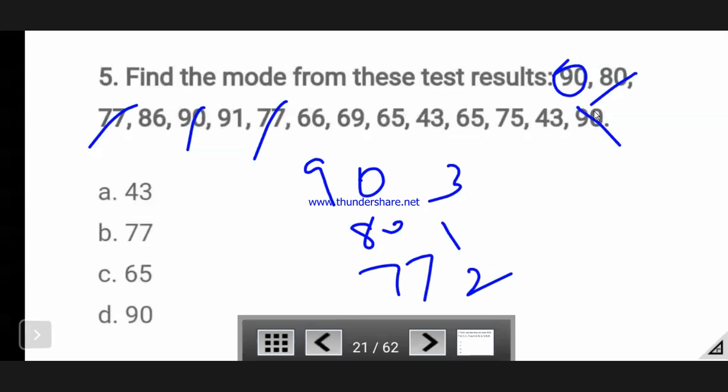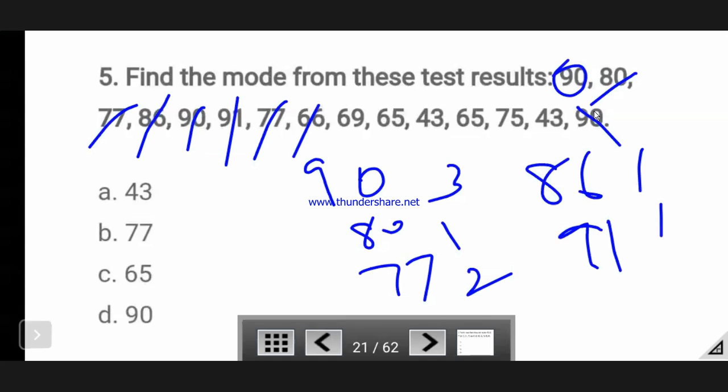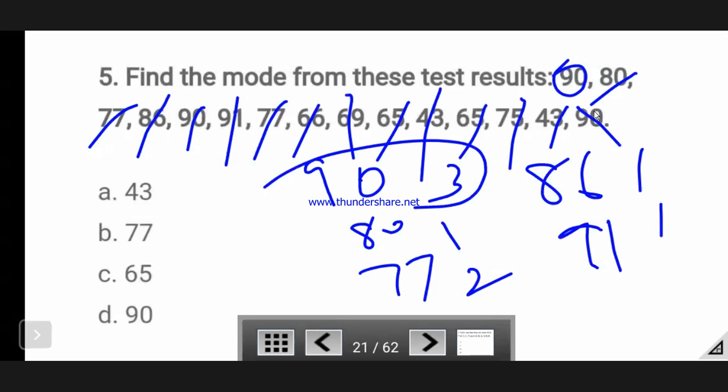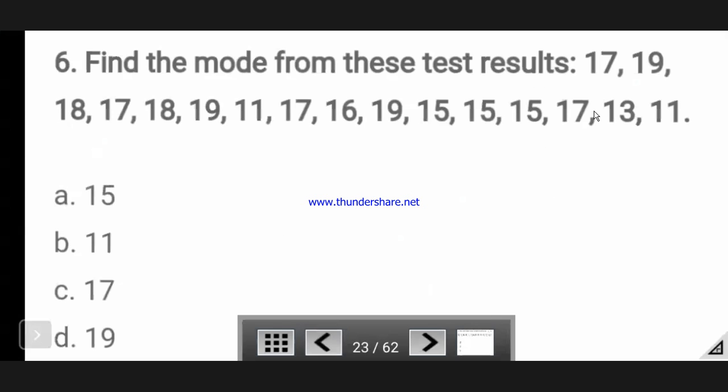77, 2 times. 86, 1. 91, 1. 66, 1. 69, 1. 65, 2. 43, 1. 75, 1. So the mode is 93. Try to do it by yourself, ma'am.